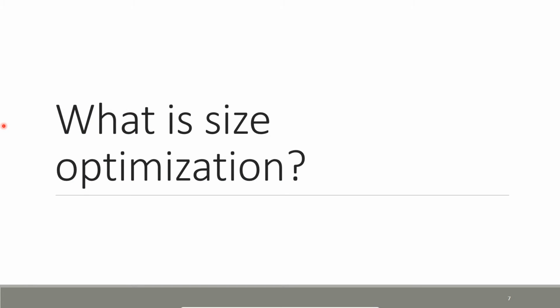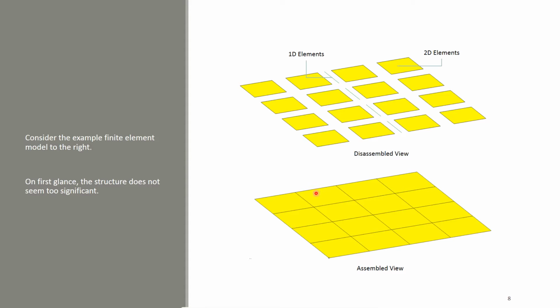Now let's go over what size optimization is. Again, the reason I want to go over this is because there are different types of optimizations out there, and in this presentation, we'll just focus on size optimization. Here, I have a very simple built-up structure. I have 2-dimensional elements here in yellow. If we shrink the elements, we see that there are 1-dimensional elements defined in these green lines also. On first sight, there doesn't seem to be anything too significant in this built-up structure.